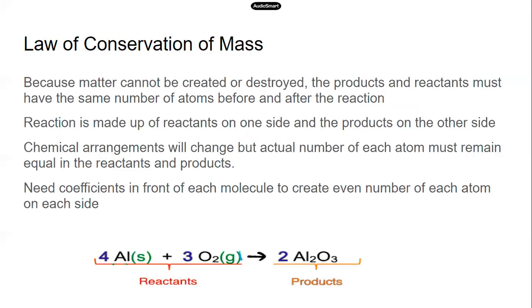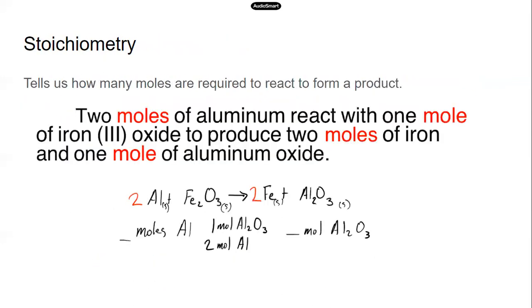And it's the ratio. It tells us how many moles of a reactant are required to form a product. For example, we have 2 moles of aluminum reacting with 1 mole of iron(III) oxide to produce 2 moles of iron and 1 mole of aluminum oxide. So this is what stoichiometry is, once we get it balanced.